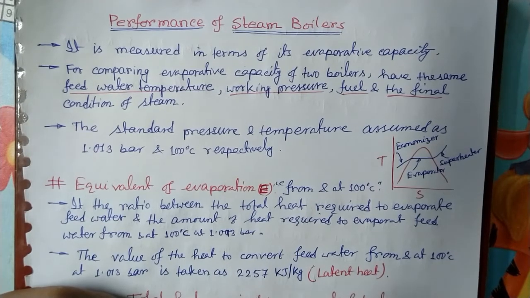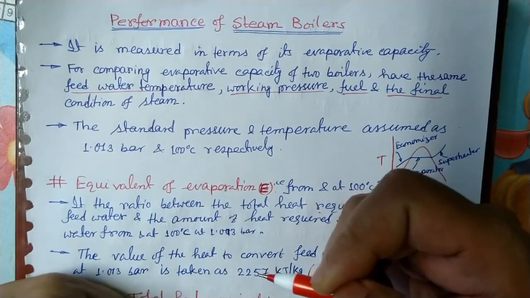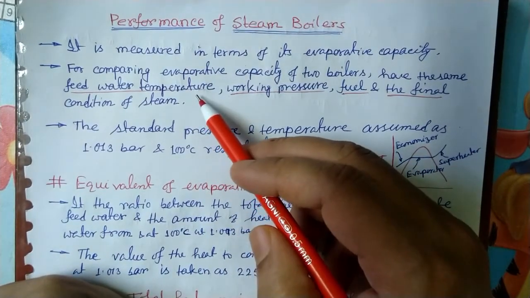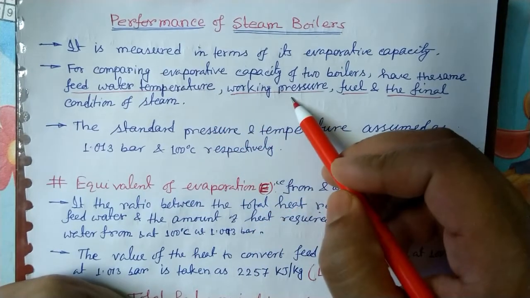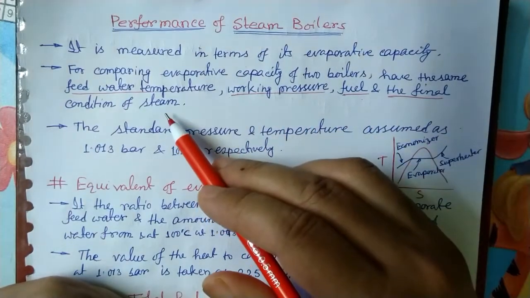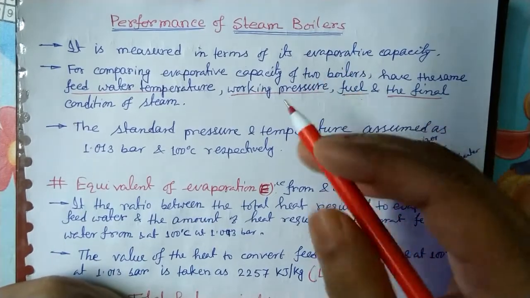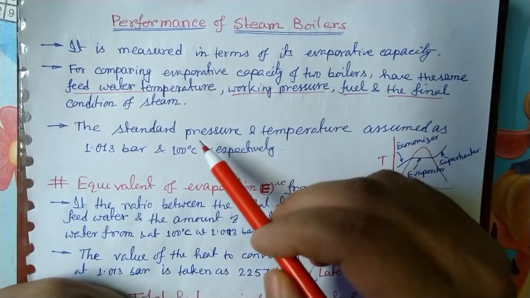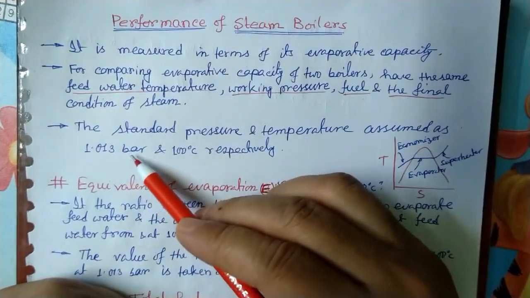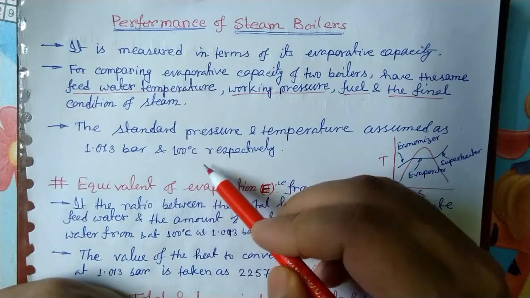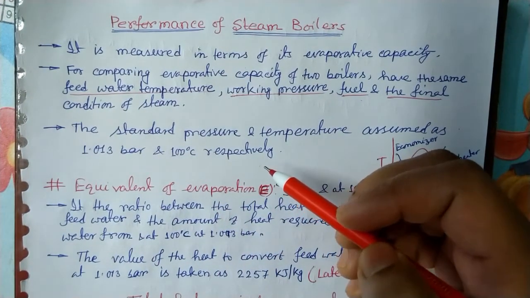For comparing the evaporative capacity of two boilers, we should have the same feed water temperature, meaning the temperature at which it enters the economizer, then the same working pressure, fuel, and final condition of the steam. So these parameters should be the same for comparing two or more boilers. The standard pressure and temperature are assumed as 1.013 bar, meaning 1 atmosphere, and 100 degrees centigrade respectively.